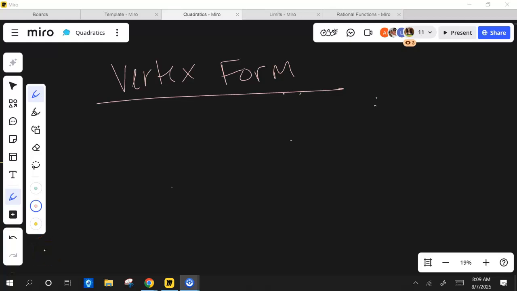And so we did standard form, right? It was a lot of work. We had to find the vertex, find an easy point, reflect and connect. But vertex form, just like the other forms of a line, standard form of a line to me is the hardest form to graph in.